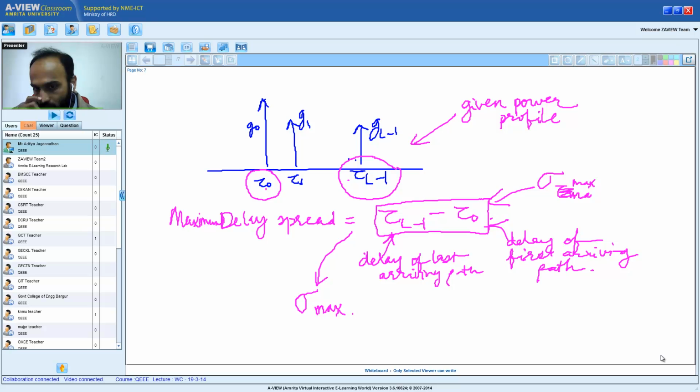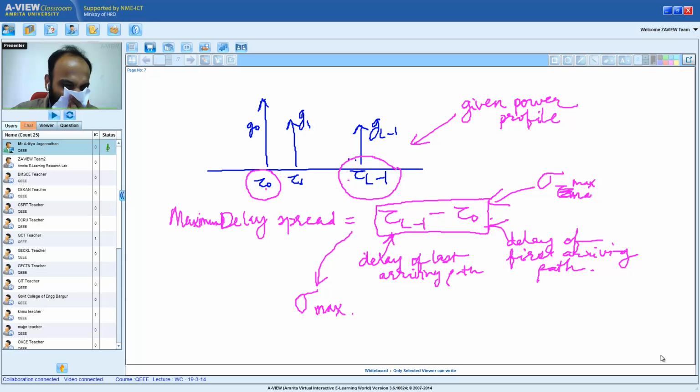Alright, now let us take an example again. Observe that for the maximum delay spread, I don't need to know the intermediate values of the delay spread. That is, I don't need to know tau 1, tau 2, etc. I only need to know tau 0 and tau L minus 1. Also, I don't need to know the different gains, that is G0, G1, G L minus 1. Obviously, this is a poor measure, but at least it's a basic measure which can serve some purpose.